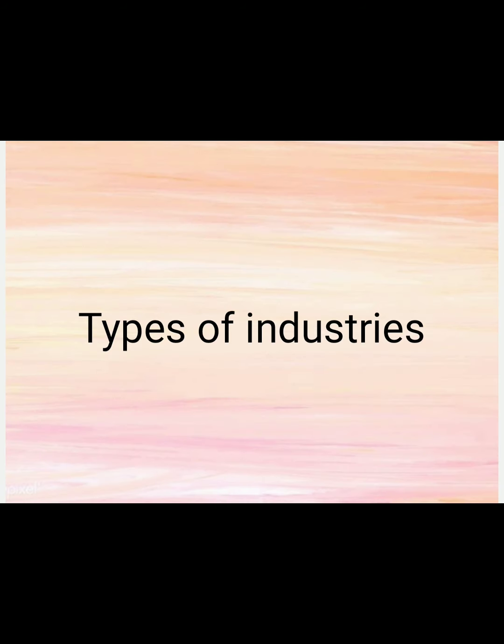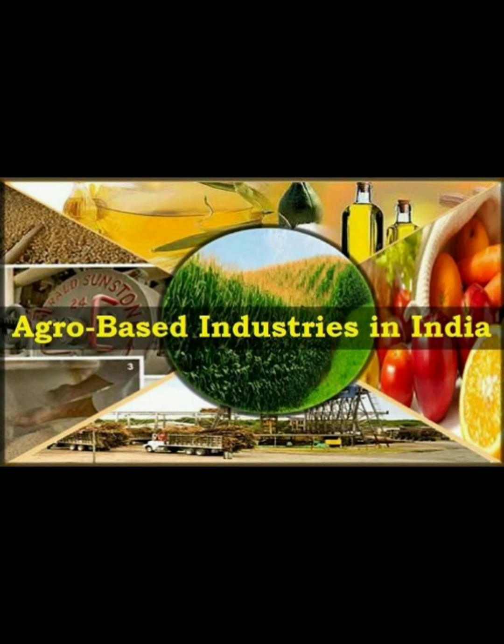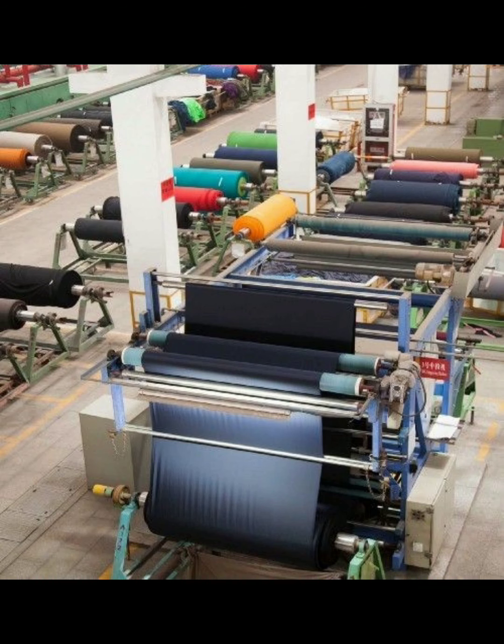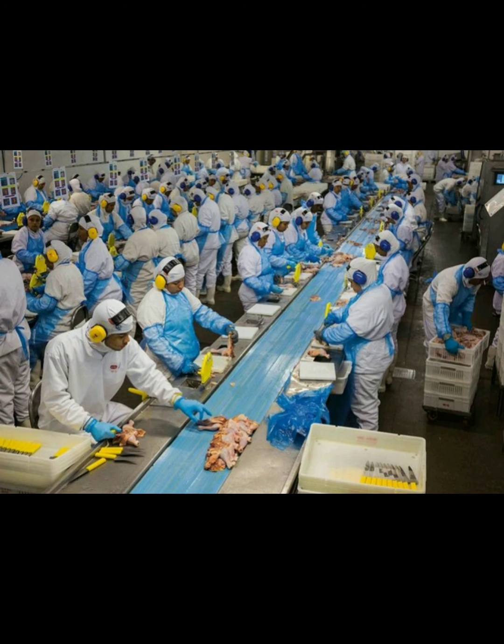Next is types of industries. Industries can be divided on the basis of raw materials use and their size. On the basis of raw materials use, they are of three types. First is agro-based industries. They use agriculture products as their raw materials. For example, textile industry, food processing industry, etc.